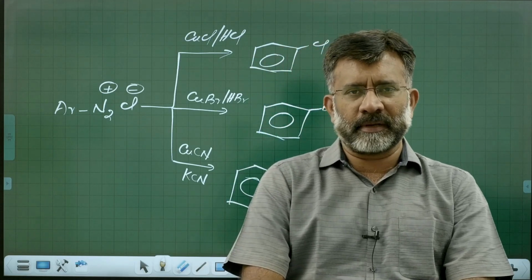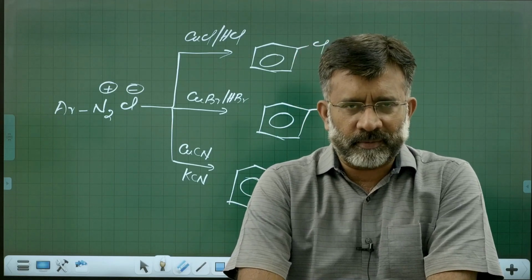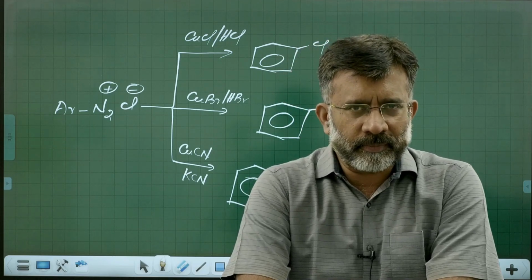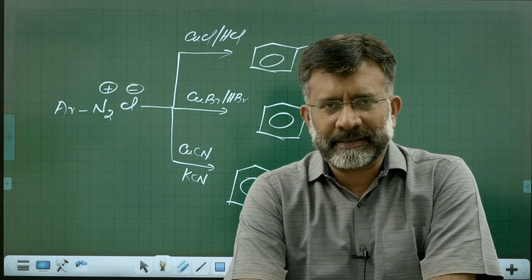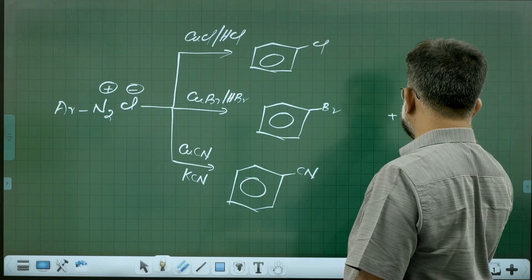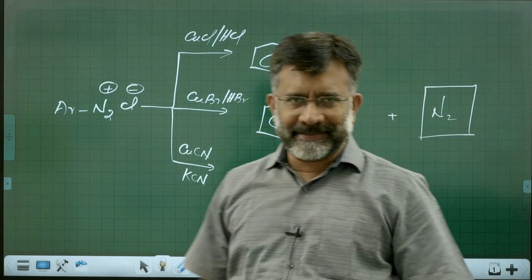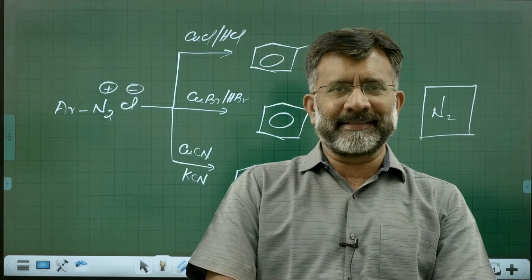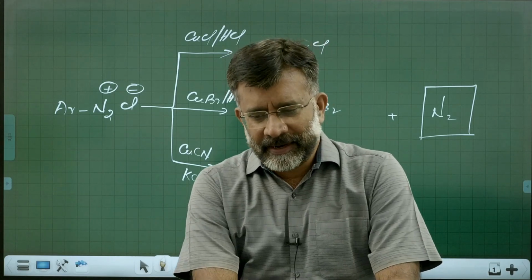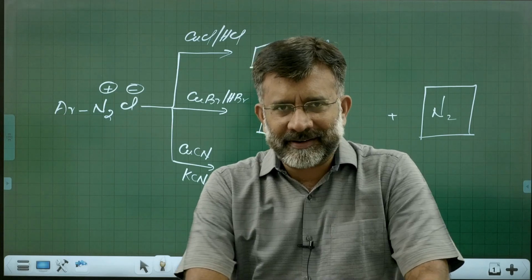Benzene diazonium halide treated with cuprous chloride and HCl, cuprous bromide and HBr, cuprous cyanide and KCl produces chlorobenzene, bromobenzene, cyanobenzene respectively, with the expulsion of nitrogen gas. All three will expel nitrogen gas, and this reaction is called Sandmeyer's reaction. A detailed mechanism of these reactions we are definitely discussing in our classes.